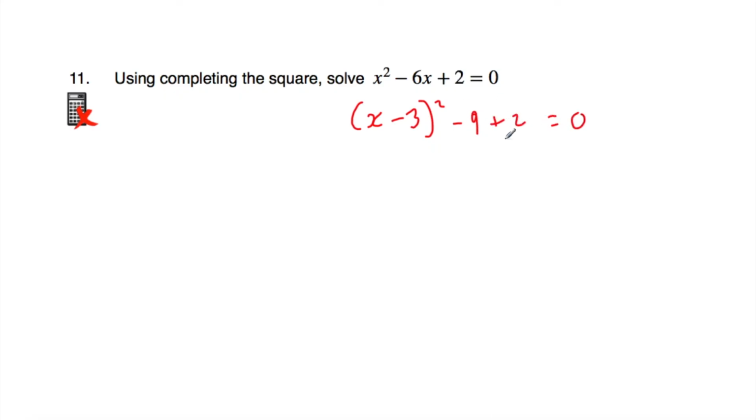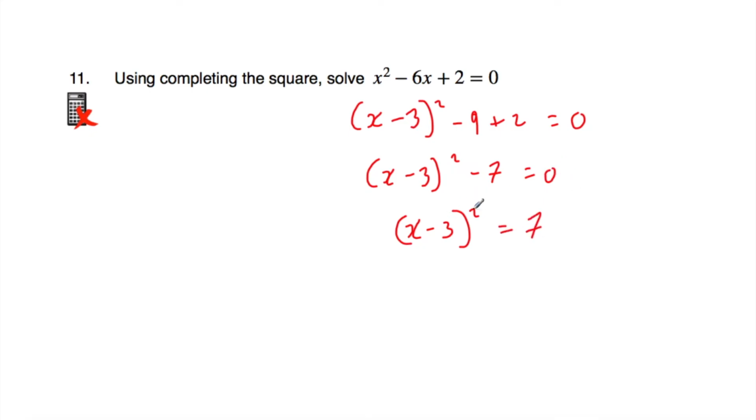Minus 9 plus 2 is equal to minus 7, so we're going to have x minus 3, close bracket, squared, and then minus 9 plus 2 is minus 7, equals 0. Now we want to solve this, so let's add 7 to both sides. That'll give us x minus 3, close bracket, squared. Adding 7 to the left-hand side gets rid of this minus 7, and the right-hand side, you would have then that's equal to 7.